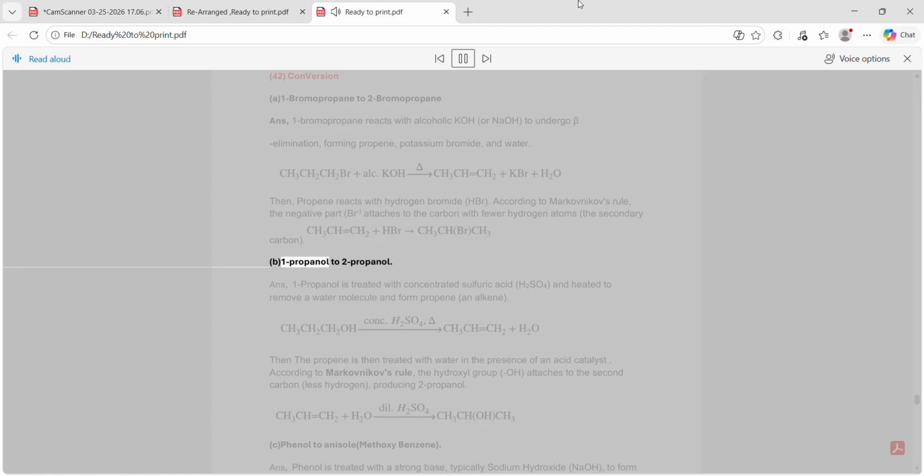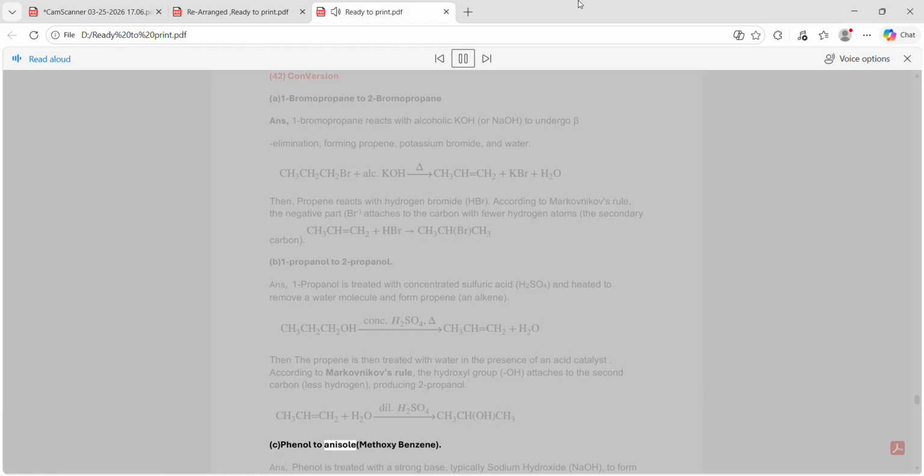B. 1-propanol to 2-propanol. Answer: 1-propanol is treated with concentrated sulfuric acid, H2SO4, and heated to remove a water molecule and form propene, an alkene. Then the propene is treated with water in the presence of an acid catalyst. According to Markovnikov's rule, the hydroxyl group, OH, attaches to the second carbon with less hydrogen, producing 2-propanol.